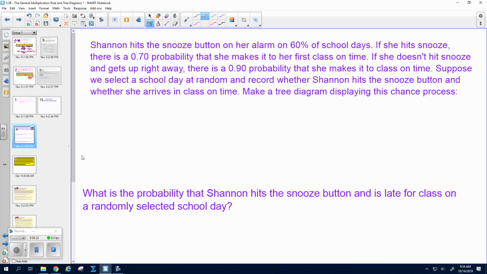So you can make tree diagrams, and they're very helpful anytime you're building off of your first probability. So if your second probability is based off of your first probability. All right, so the first thing we want to do is she either hits snooze or she doesn't. All right, and I want you guys to do this tree diagram with me on your notes. And so we're going to write snooze, and we always box it, or no snooze.